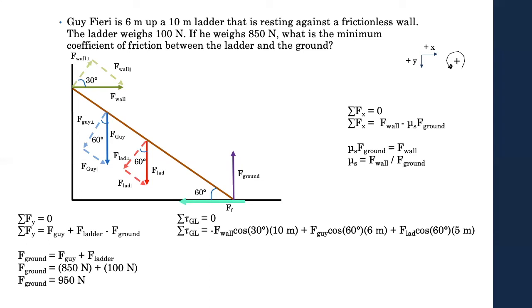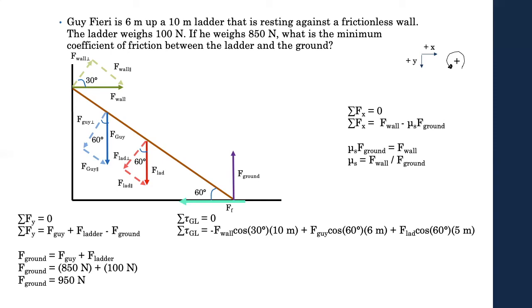And it's multiplied by cos 30 degrees. And then we're adding the rotational force caused by Guy Fieri's weight. We just multiply cos 60 degrees multiplied by his position up the ladder, 6 meters, and add the weight of the ladder itself multiplied by cos of 60 degrees multiplied by its distance, the center of gravity point, the halfway point, 5 meters.